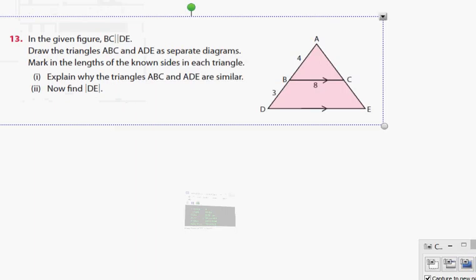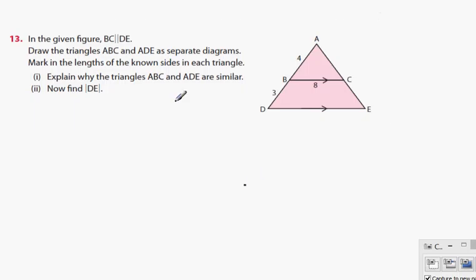This is exercise 16.1, question 13. In the given figure, BC is parallel to DE. What this means is they have the same slope. These two lines aren't parallel, but these two lines here are parallel. This means BC is parallel to DE.